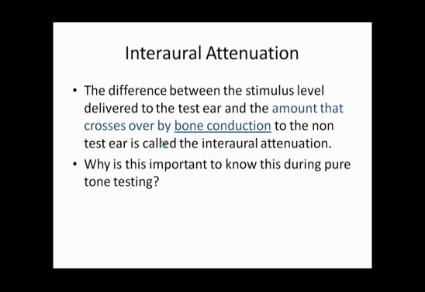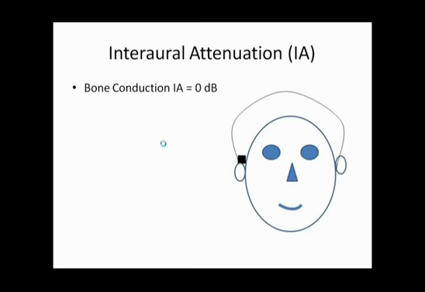Okay, there's something called interaural attenuation, and that is the difference between the stimulus level delivered to the test ear and the amount that crosses over by bone conduction to the non-test ear. It's called the interaural attenuation. In other words, it's the difference in level from one ear as it reaches the other ear. So why is it important to know this during pure tone testing? Well, the answer is we need to determine the need for masking. And if we know about this interaural attenuation, that's going to help us make a determination in that regard.